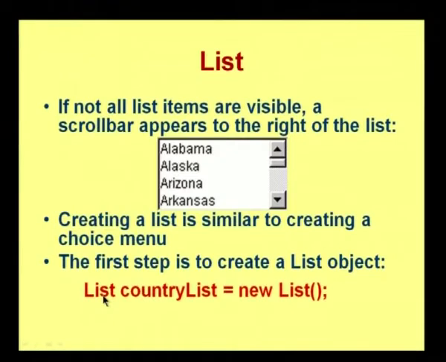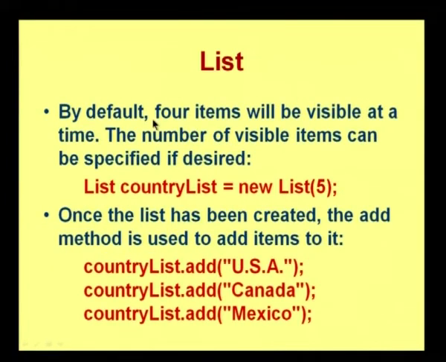Creating a list is similar to creating a choice menu. The first step is to create a list object. So, I am creating a list. Whenever I create a list, by default 4 items will be visible at a time. So, I can view 4 items that are added in the list.